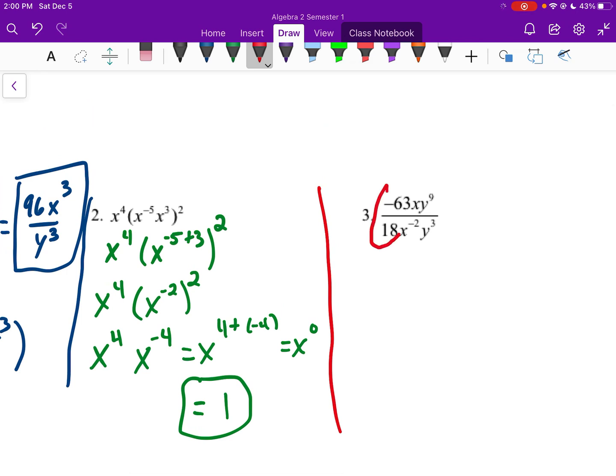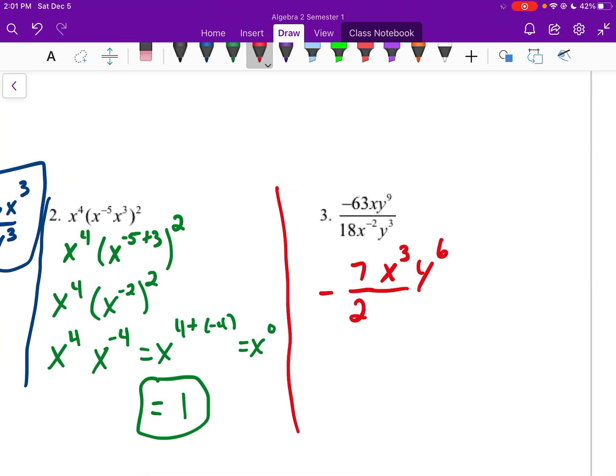All right, on the next one, I have the negative 63 over 18, x over x to the negative 2, y to the 9th over y cubed. So we got to simplify those. Negative 63 over 18, 9 goes into both of those, so divide top and bottom by 9. You're going to get 7 over 2, and we still got that negative. And then the next one, you got x over x to the negative 2. We can bring that negative 2 to the top to make it positive. So there would be 3 total x's in the top, so we'll have x cubed. And then 9 y's on the top, 3 y's on the bottom. So 3 of them will cancel out, leaving you with 6 y's on top.